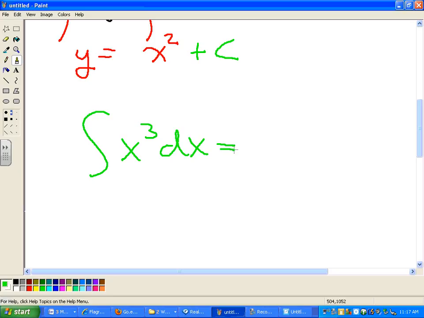Let me give you the answer, and then let's see if you can see it backwards. It's going to be x to the fourth divided by 4, with a constant. Wait, has that already taken the derivative? No, I went ahead and took the integral for it. So this time they've already taken the derivative.